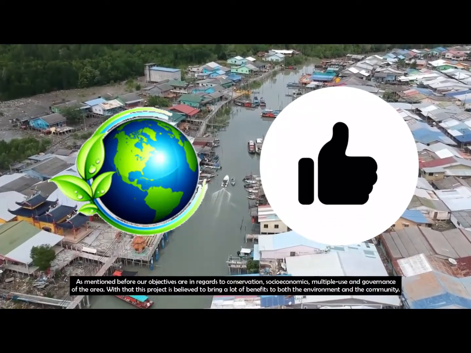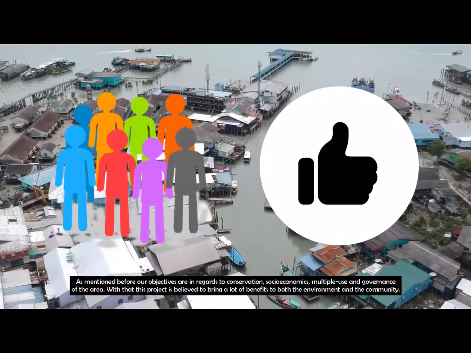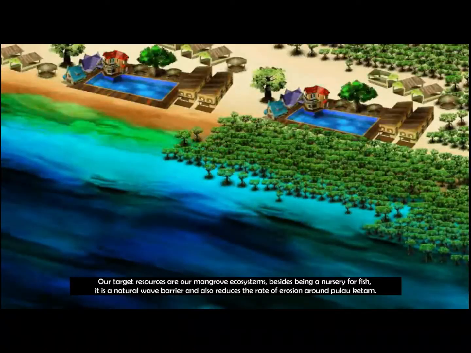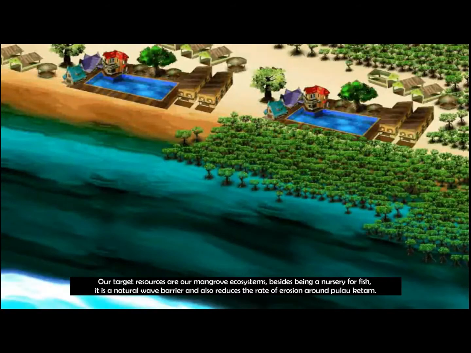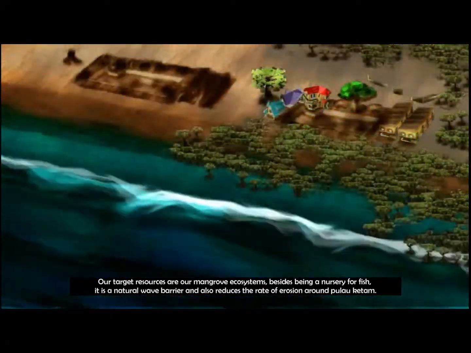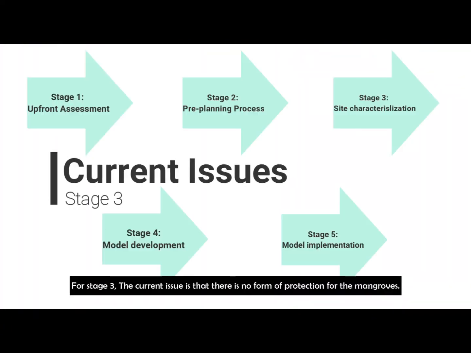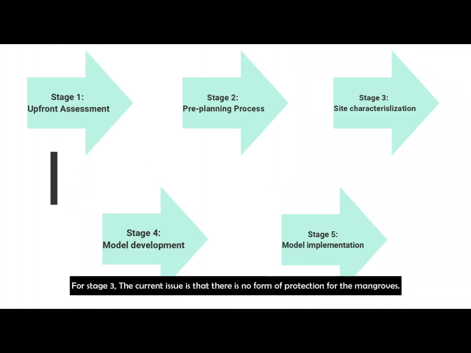With that, this project is believed to bring a lot of benefits to both the environment and the community. Our target resources are our mangrove ecosystems. Besides being a nursery for fish, it is a natural wave barrier and also reduces the rate of erosion. For the third stage, the current issue is that there is no form of protection for the mangroves.